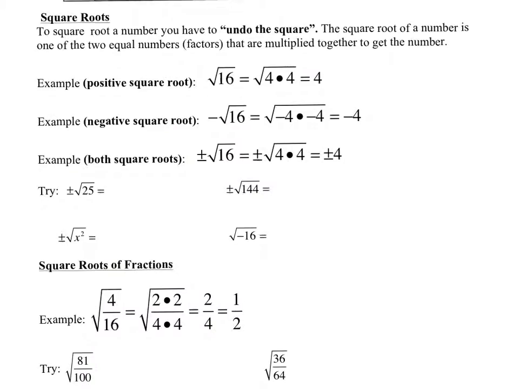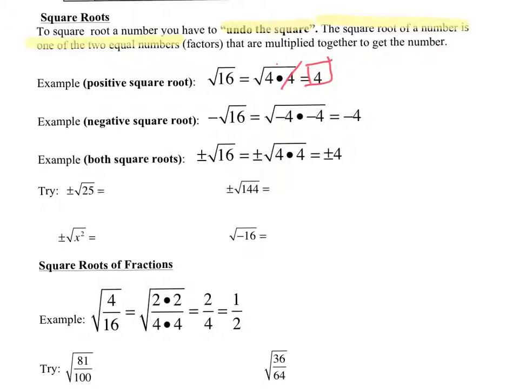To square root a number, you have to undo the square. The square root of the number is one of the two equal numbers that are multiplied together. For example, the square root of 16 is really 4 times 4, and we take one of the 4's away, so the answer ends up being 4.